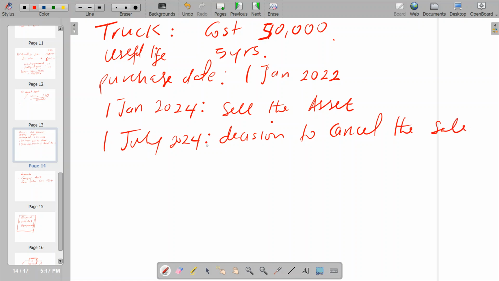Okay. So we have this information now at this point. So now our issue is how should we recognize the assets on 1st July 2024 when we decided not to sell the assets. Okay, so let's see how we'll go about this question.